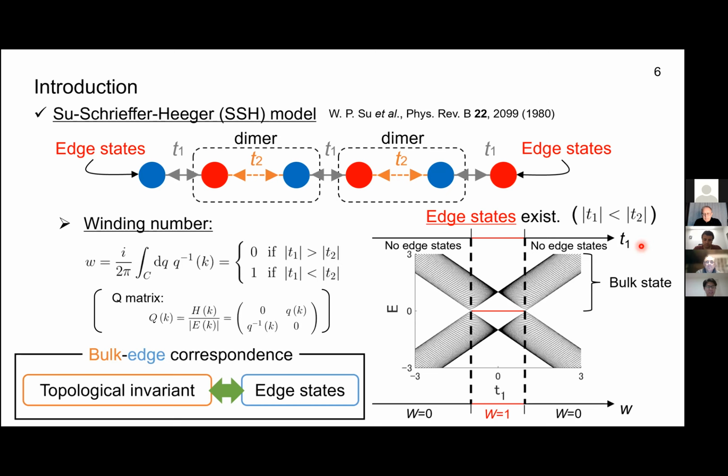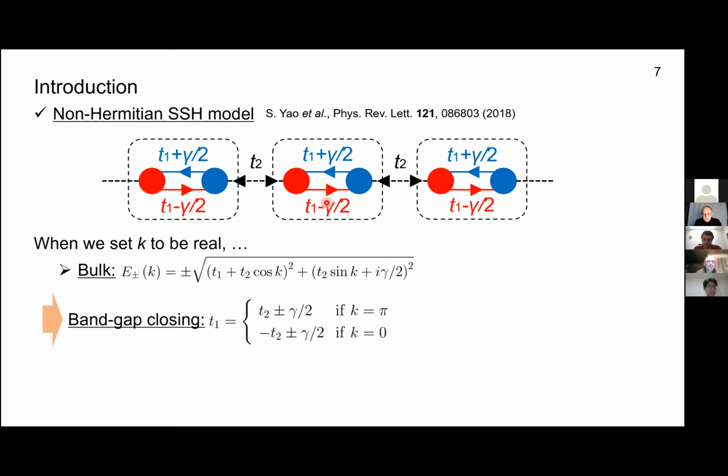Okay, so I continue to introduce the non-Hermitian SSH model. This model is similar to the conventional Hermitian SSH model, but this model has asymmetric hopping amplitude T1 plus minus gamma over 2. So this asymmetric hopping term leads to the non-Hermiticity. And in this model, when we set the Bloch wave number k to be real, the bulk eigen energy can be obtained by this form. And we can get the band gap closing points as this.